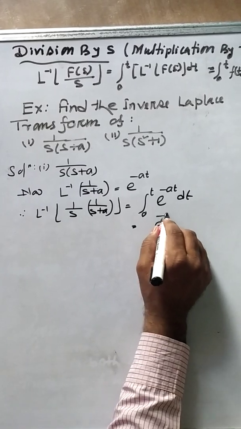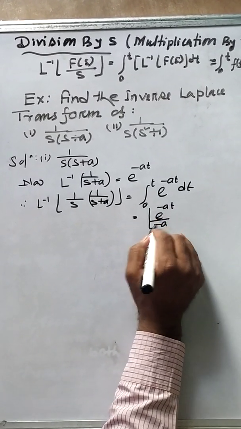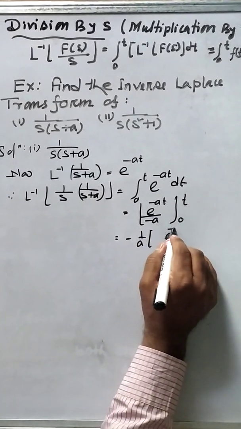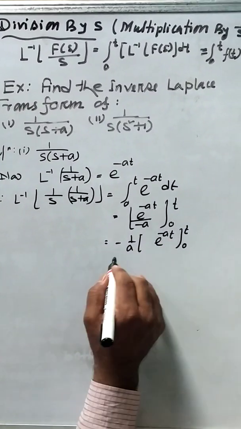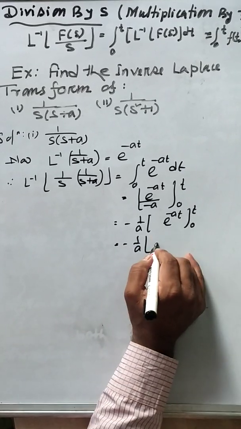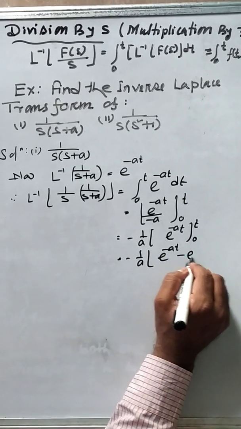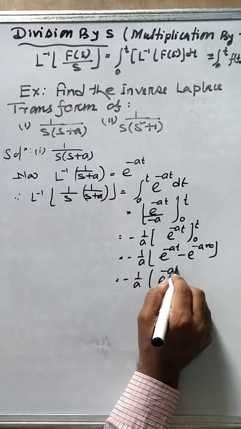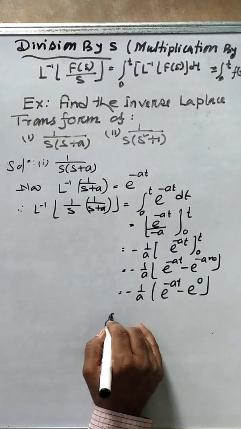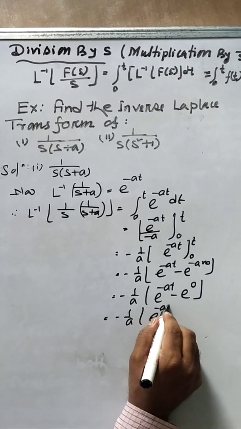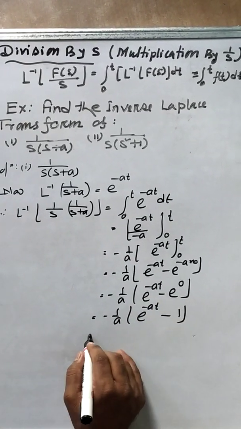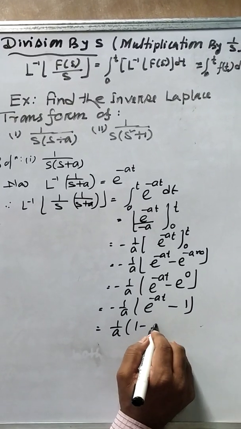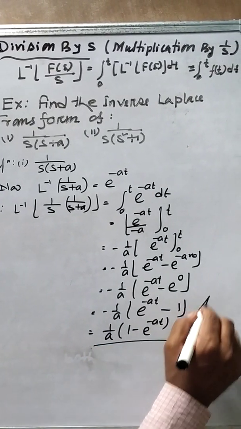And you know the direct formula: e to the power minus at by minus a, from 0 to t. Minus a taking outside, e to the power minus at, from 0 to t. Minus a remains the same, putting t equal to t and putting t equal to 0. So minus 1 by a, e to the power minus at minus e to the power 0. Something to the power 0 is 1, and if we multiply by the minus sign, then 1 by a, this minus will be plus, this plus will be minus: 1 by a times (1 minus e to the power minus at), and this is our answer.